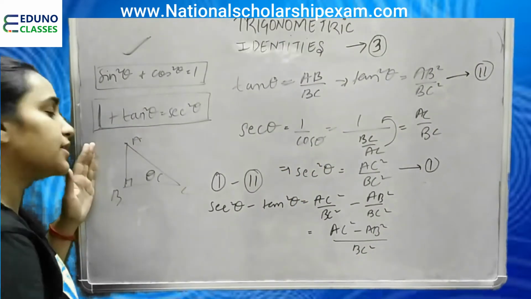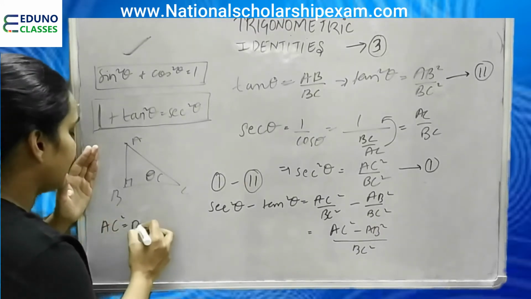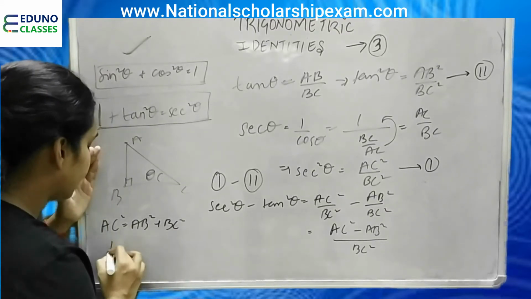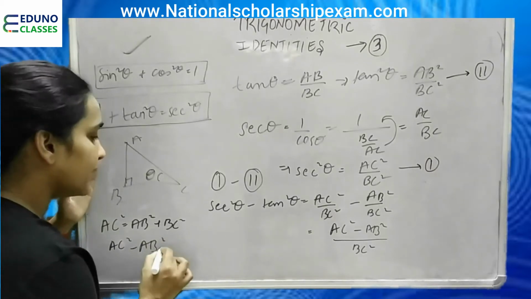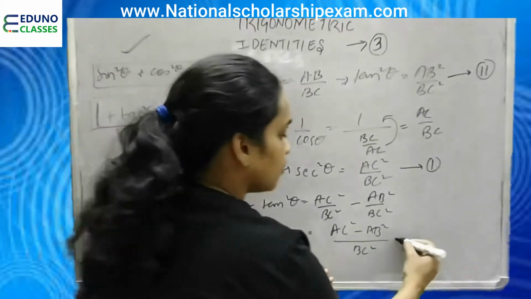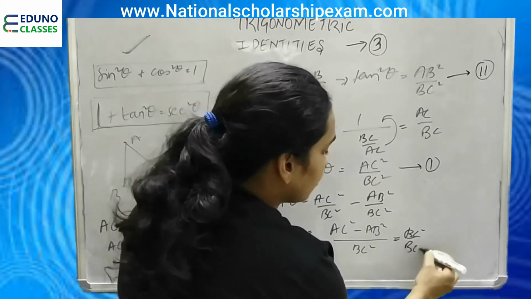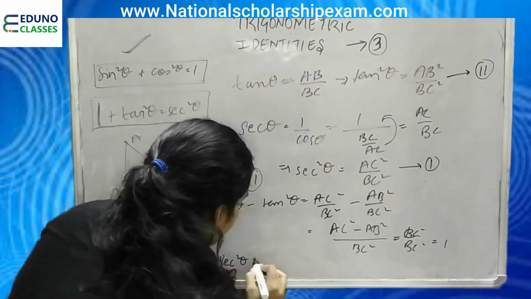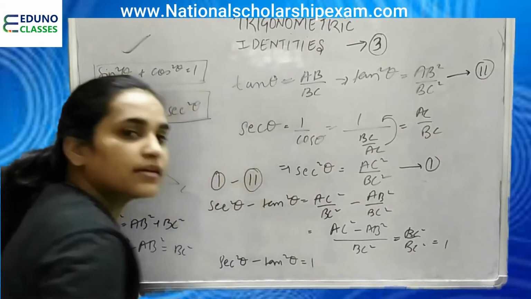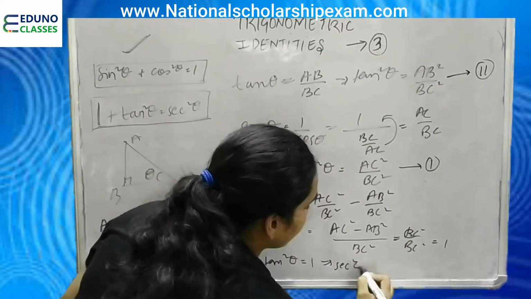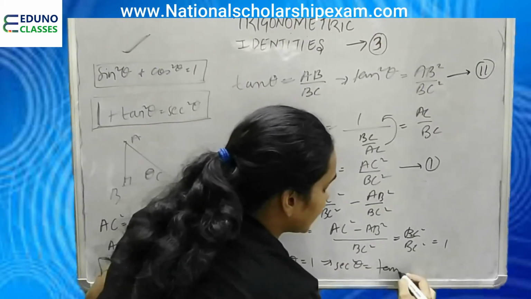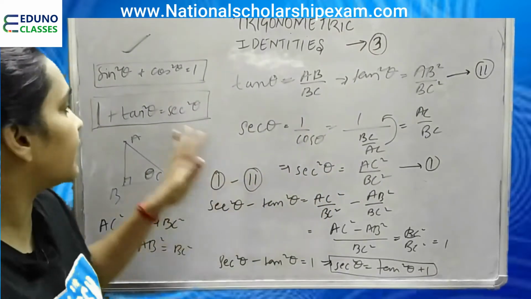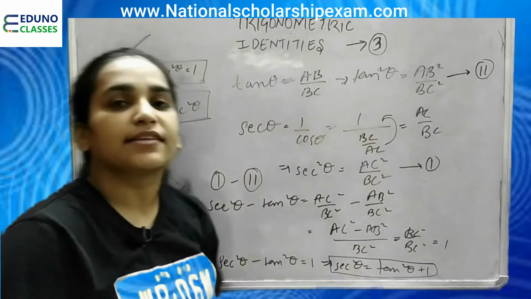Applying the Pythagoras theorem on this triangle, we get AC square is AB square plus BC square. So AC square minus AB square is BC square. So this is BC square upon BC square, which is equal to 1. Fine. So sec square theta minus tan square theta is equal to 1, or you can write sec square theta is equal to tan square theta plus 1. Either way, both are the same. This is the identity and this is the proof.